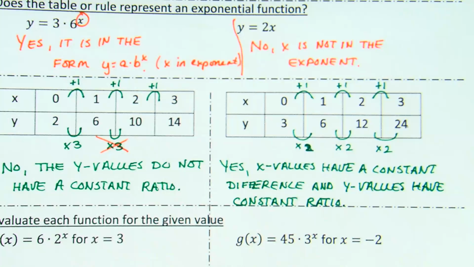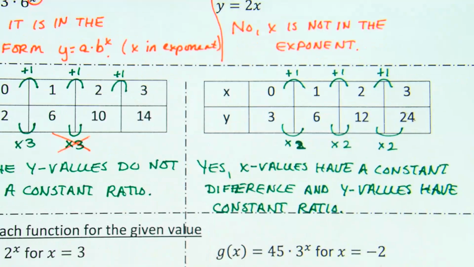I'm tired. I mean, okay, so I wrote that yes, this is an exponential function. X values have a constant difference. Y values have a constant ratio. Okay? So these notes will be helpful if you have to answer similar questions in homework, of course. Okay, next set.